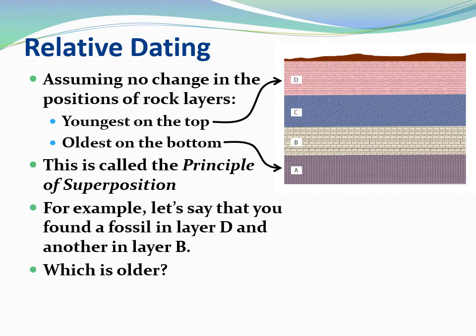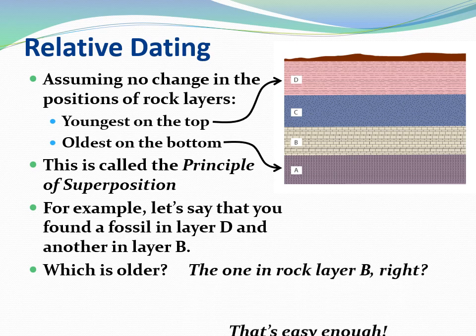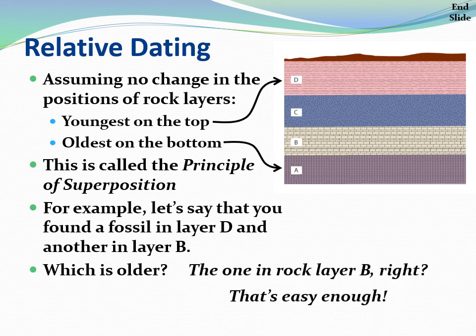So if you were to look at this example and say which layer is going to be older, whether it's going to be D or B, then you would say that B would be older. And that's fairly easy, because if you think of a stack of papers, the bottom paper is going to be the oldest that was turned in, and the one at the top is going to be the youngest, the one that was turned in the most recent.